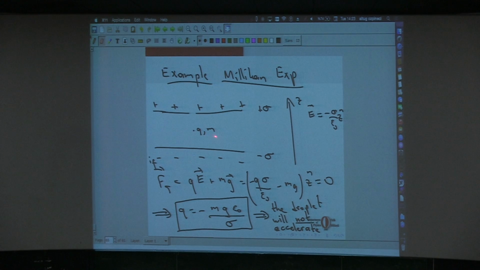Well, if the charge is positive, both the electric field and the weight are pointing in the downward direction, so the net force can never be zero. So in the setup, at least, the charge has to be negative. Otherwise, it will not hang in between. I mean, the total force is not necessarily zero, but for the droplets for which the total force is equal to zero, they have this charge.